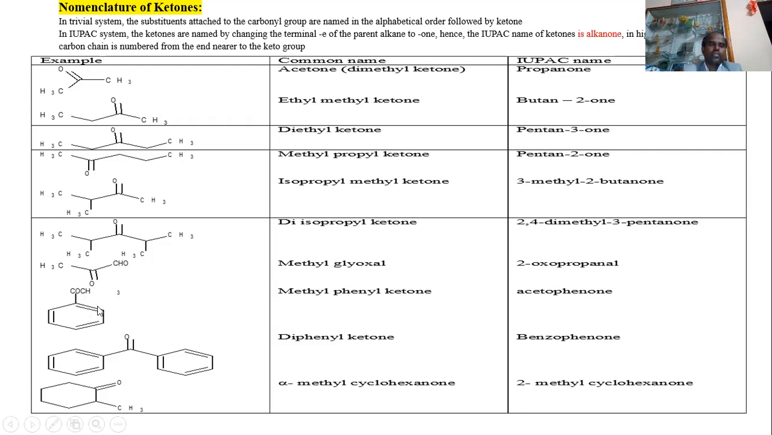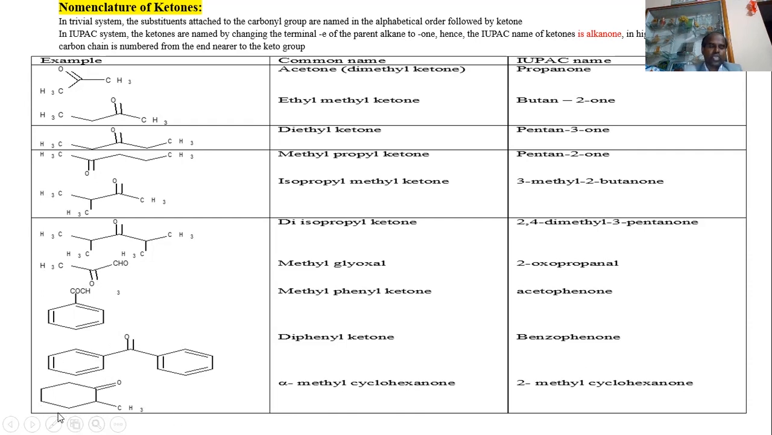Okay, next, let's take one more example. CH3CO-phenyl. The common name for this is methyl phenyl ketone, and the IUPAC name is acetophenone. Acetophenone is also a common name, but the common name itself is retained in IUPAC nomenclature. For this one, this is also a phenyl group, and the common name for this moiety is diphenyl ketone, and the IUPAC name is benzophenone. This group is benzo, and this is phenone.